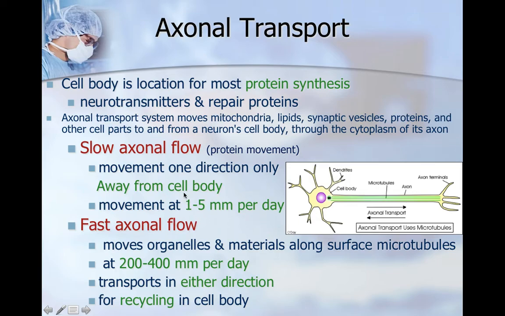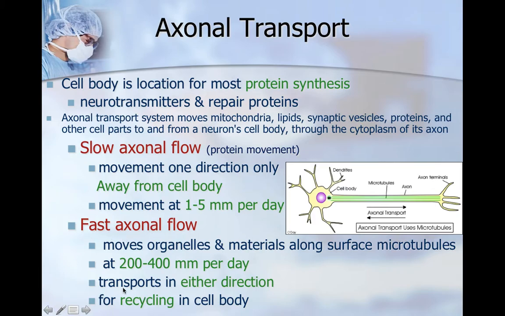Okay, that's slow. And fast axonal flow moves organelles and materials along the surface microtubules. Okay, so on the surface of the axon, these things move very quickly, and they move 200 to 400 millimeters per day, which is not a huge distance overall, but when we're talking cells, this is huge. This is fast, and this is quick, and very long distance in terms of a cell.